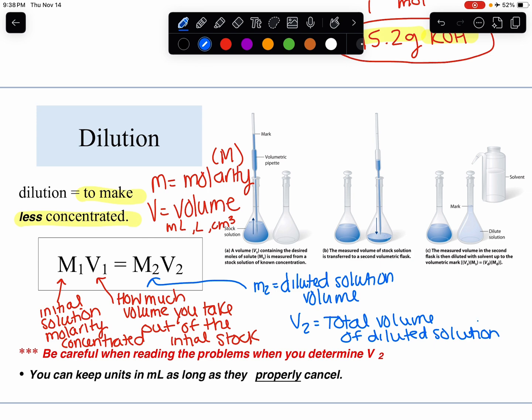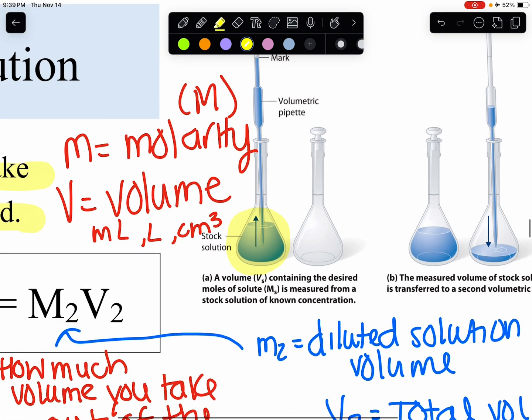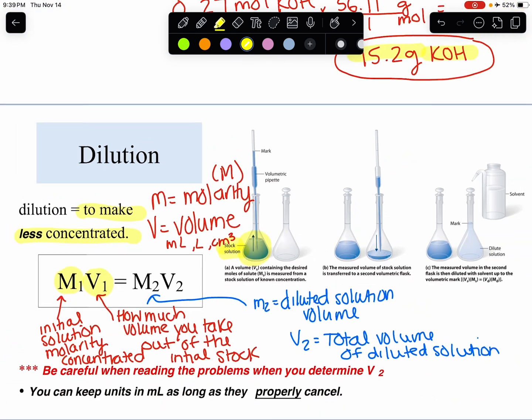So let's look at this picture of how to create a dilution, and then we can describe the different components here. So first we have, I'm going to make this yellow, your M1, your V1. That is your concentrated stock. You see the word stock solution there. That means concentrated. Then you're going to take out a certain volume, and that is right here. Do you see that? That is going to be your V1 that you're pulling out. So maybe you're pulling out 10 milliliters.